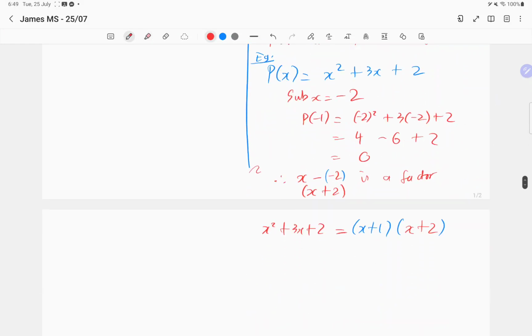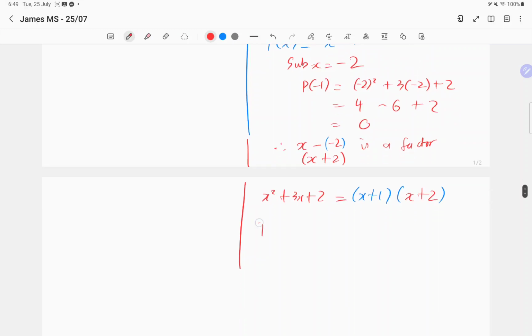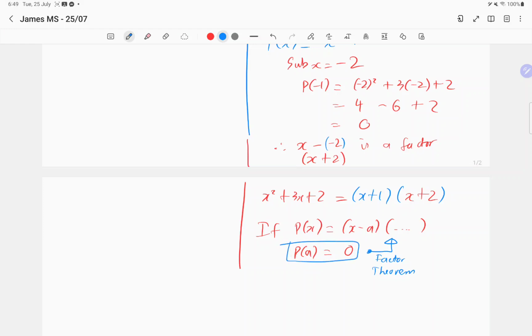Again, I will go back to the idea behind this. The idea is that if p of x is equal to x minus a times another bracket, then p of a must be equal to 0. Make sense? Because when you put a into x, it's just a minus a, which is 0. The factor theorem actually says the opposite. If you can find a value of a where p of a is equal to 0, then you can say that p of x must be equal to x minus a times another bracket.